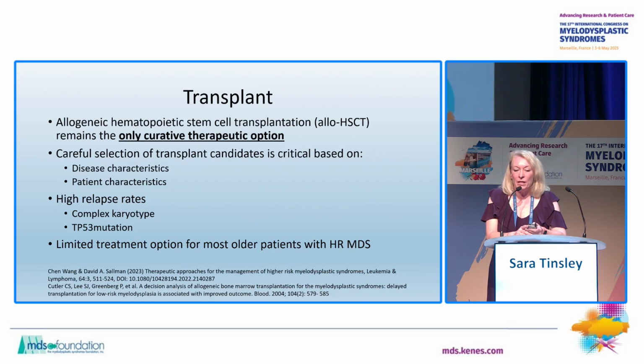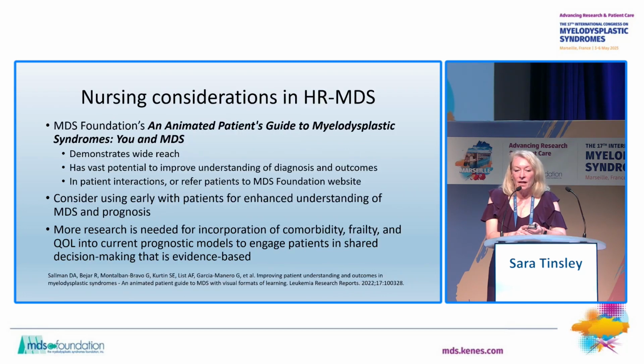And then transplant. We know it's the only curative therapeutic option, but you really have to be careful which patients it's their goal and that are really the best transplant candidates depending on their disease characteristics and the patient's characteristics. We know that they don't have as good of an outcome with certain karyotypes, the complex karyotype and TP53 mutated patients. And for most of our patients, I would say this is a limited treatment option. And these are some nursing considerations in high-risk MDS.